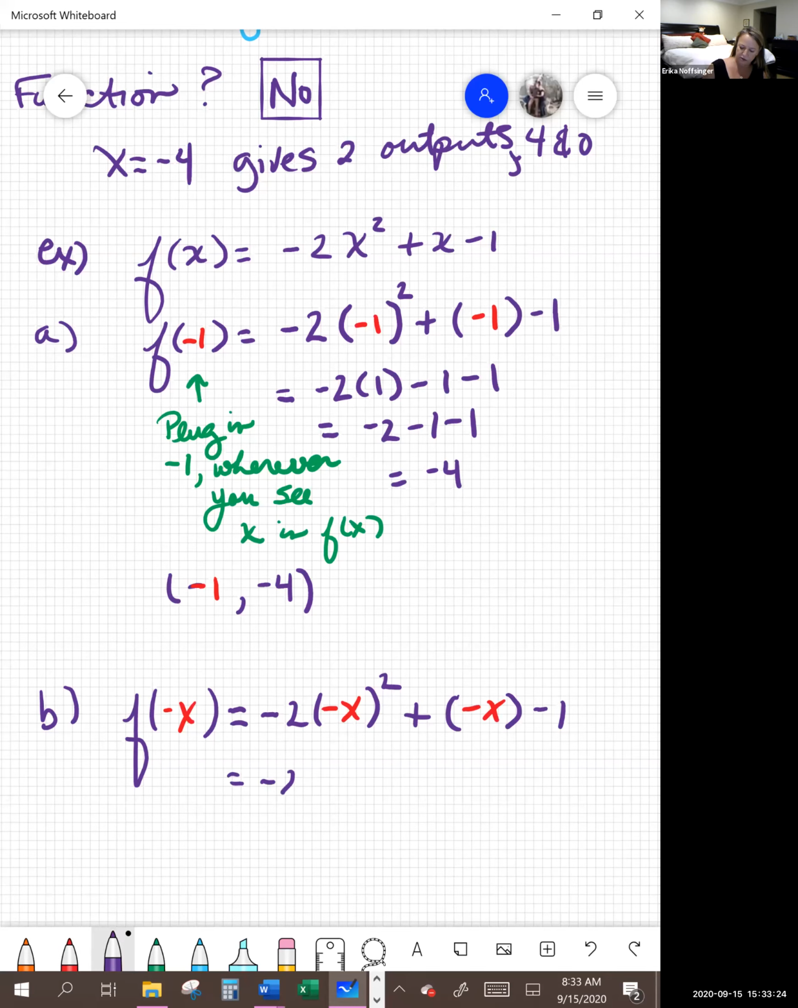We get -2, well, -x times -x, another way to write that is just x squared, plus a -x, so minus x. We can't take this any further. There's no more like terms, no other way to simplify it. So this would be f of -x.